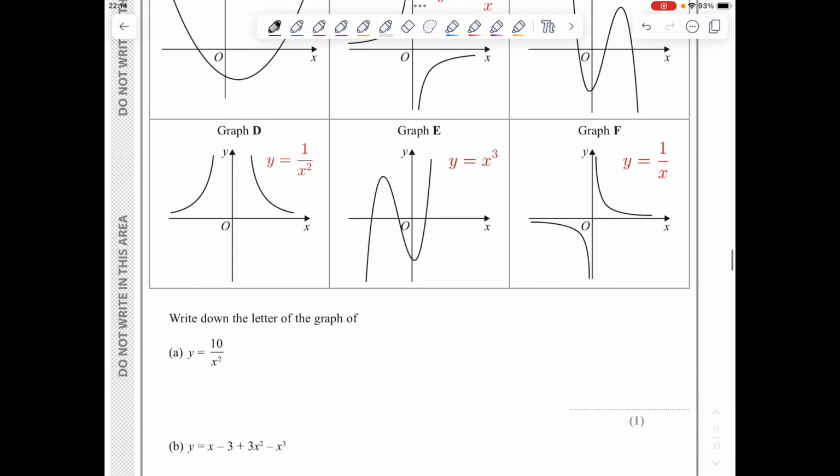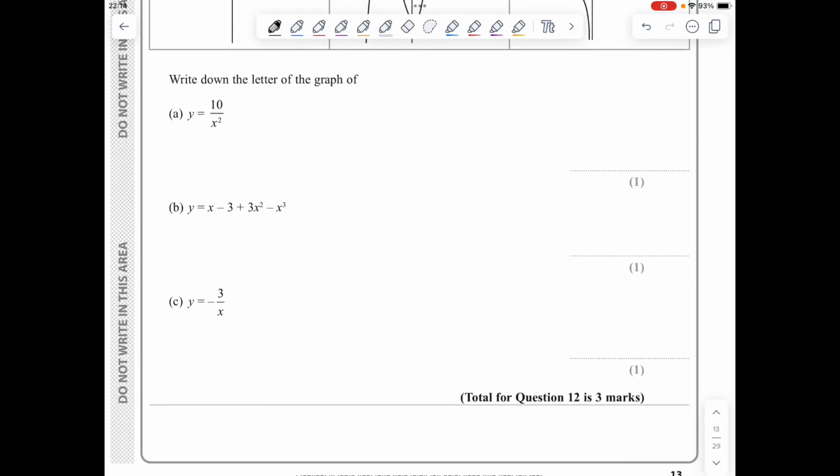So let's have a look at our equations. The first one, y is equal to 10 over x squared, is D. Second one is a negative cubic, that is graph C. And the last one is a negative reciprocal, this is graph B.